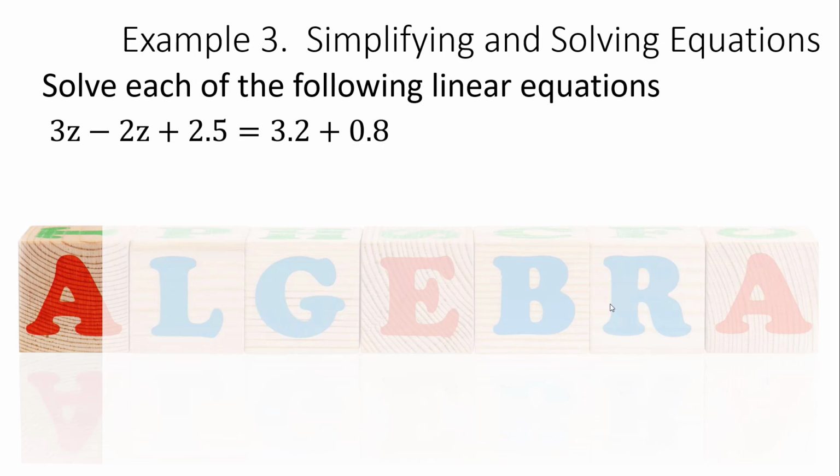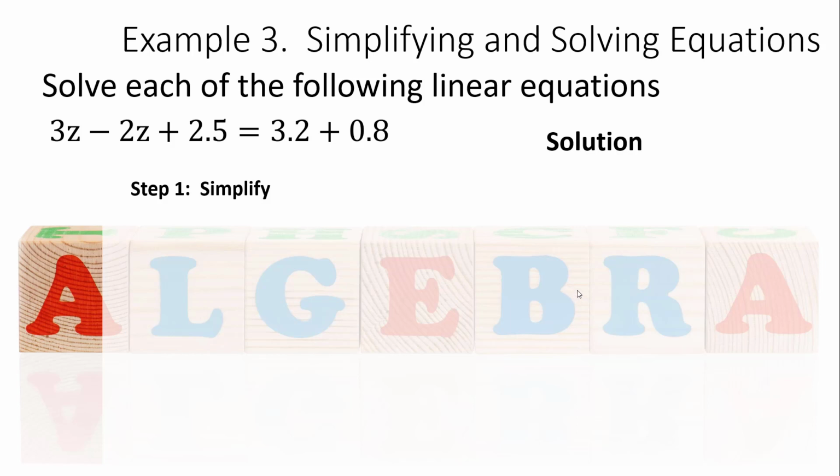And this right here is our last example. This is where you all should cheer. Okay, so here we have the equation 3z minus 2z plus 2.5 is equal to 3.2 plus 0.8. Now remember, we have a three-step procedure. The first step is to simplify.